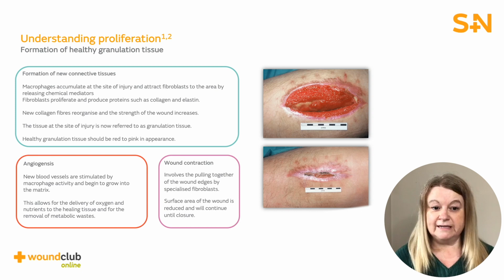The proliferative phase is about rebuilding new granulation tissue. New tissue is regenerated and constructed by fibroblasts, the cells responsible for the development of new blood vessels, collagen, and other connective tissue. It is at this stage of the process that the new collagen fibres start to reorganize and the strength of the wound increases. The tissue is now referred to as granulation tissue and should be red to pink in appearance.